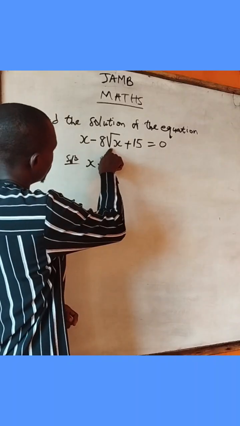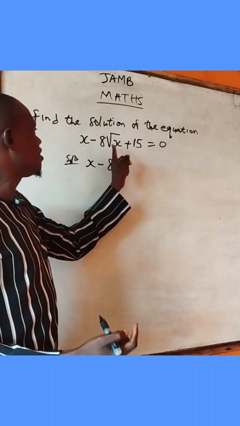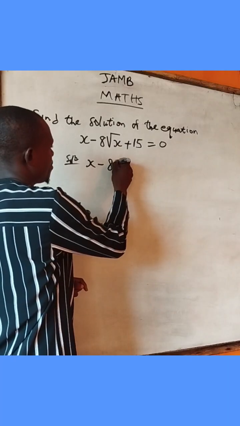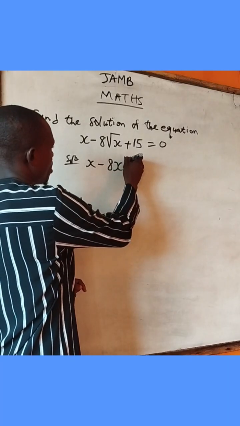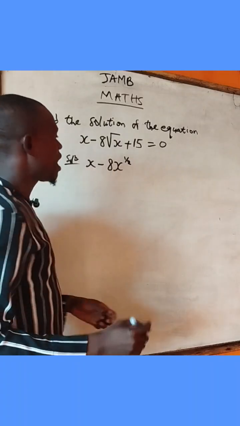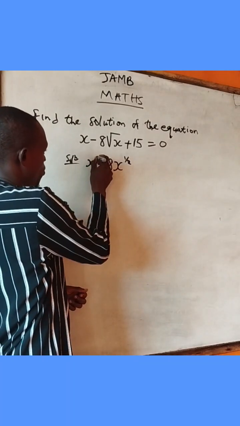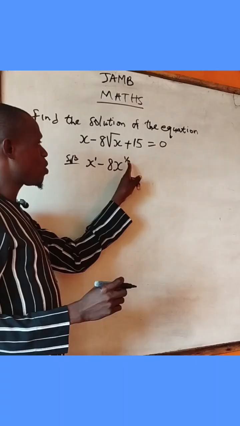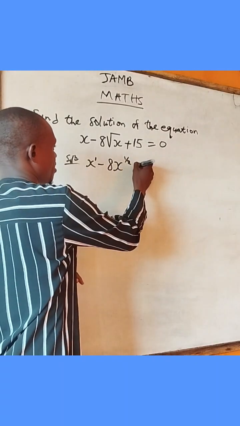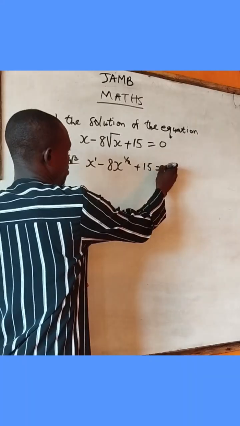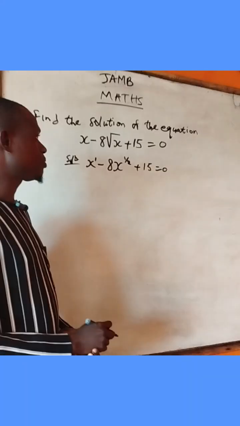This root x is the same thing as x raised to power 2 according to the law of indices, because this x here is raised to power 1. Why is this one raised to power half? So plus 15 is equal to 0. That is the first step.